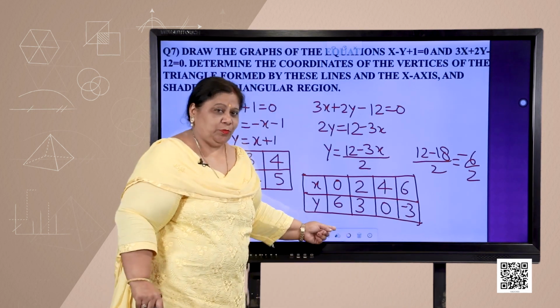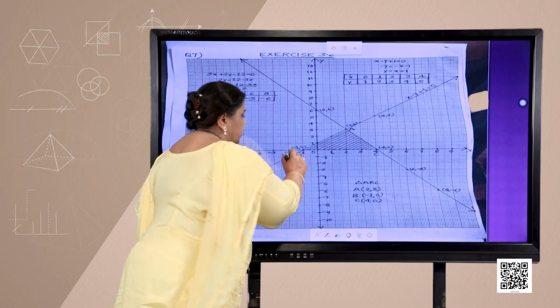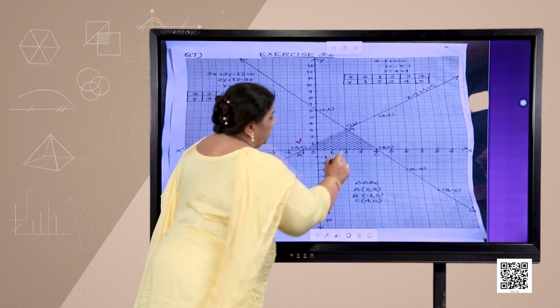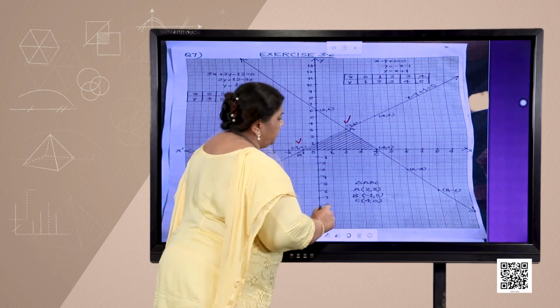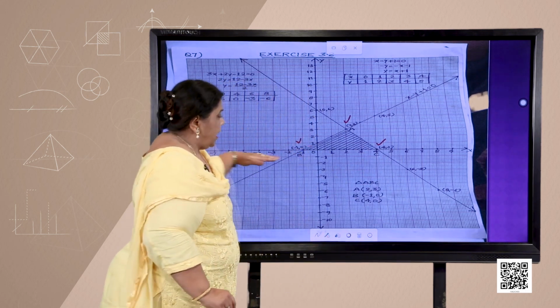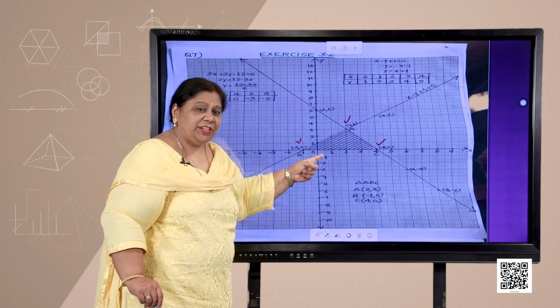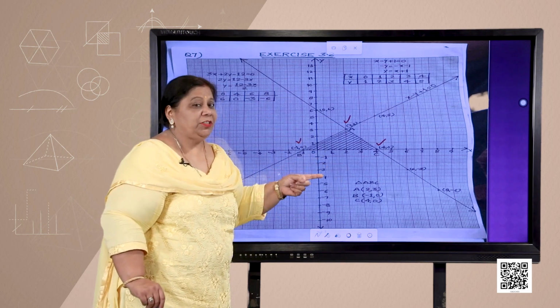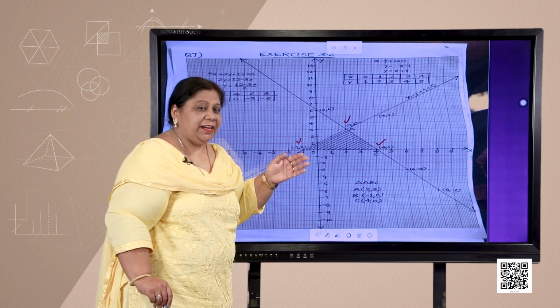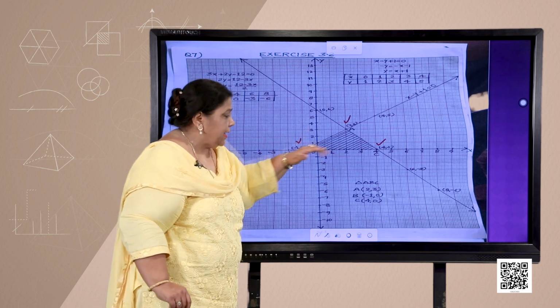Now, let us plot these points and see how the graph looks like. We have a beautiful graph here. By plotting the points which we had obtained, it is minus 1 comma 0 and it is 2 comma 3. Here it is 4 comma 0 and this is our x axis. Can you find the triangle formed here? We have also shaded the triangular region because the question says you have to shade the triangular portion which is obtained along with these lines and x axis.